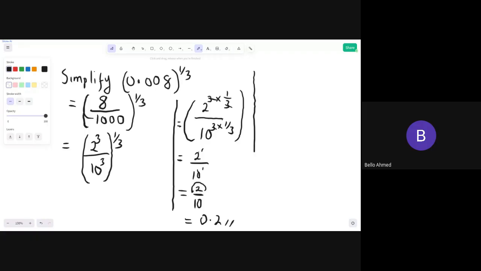Now, well, this is mathematics. We can have another way of solving this problem. So now let's briefly look at another way of solving the problem. Let's say we have this 8 over 1,000, everything raised to power 1 over 3.